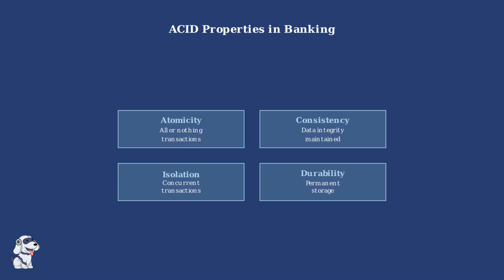Atomicity ensures transactions are all or nothing. Consistency maintains data integrity rules. Isolation prevents concurrent transaction interference. Durability guarantees permanent storage of committed transactions.